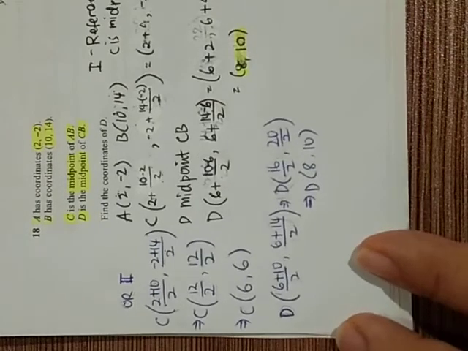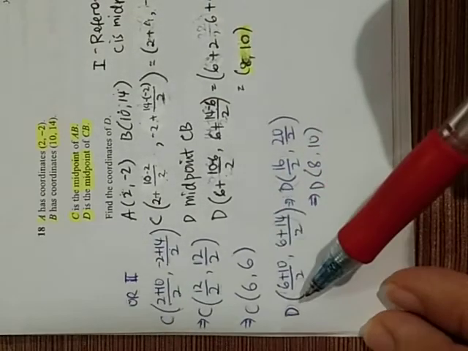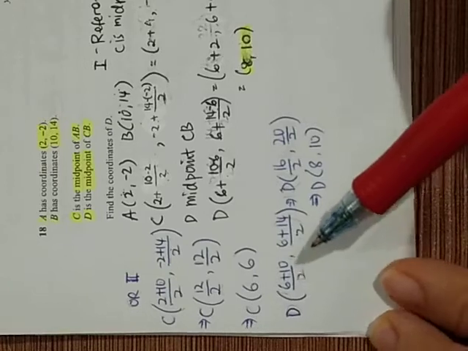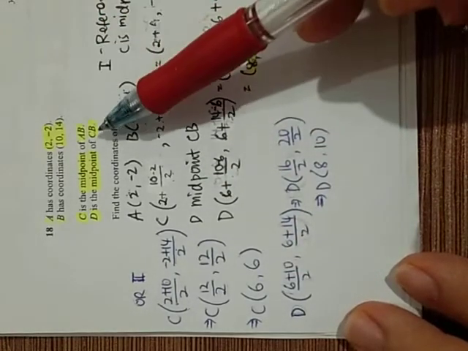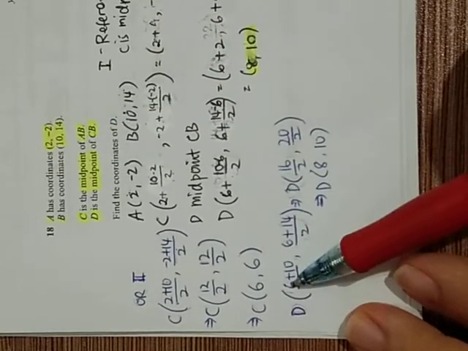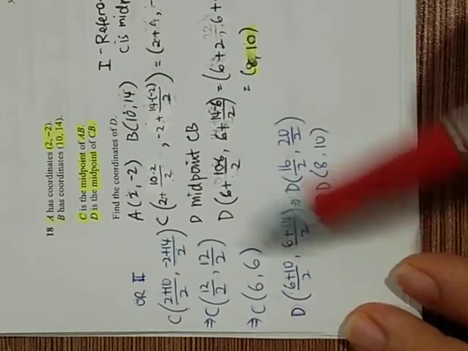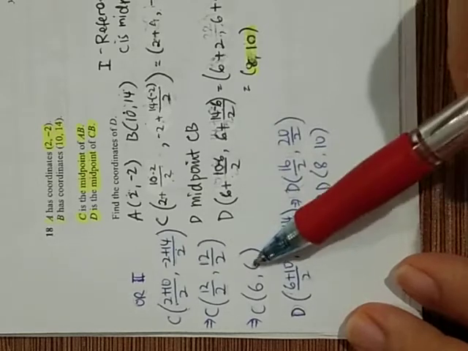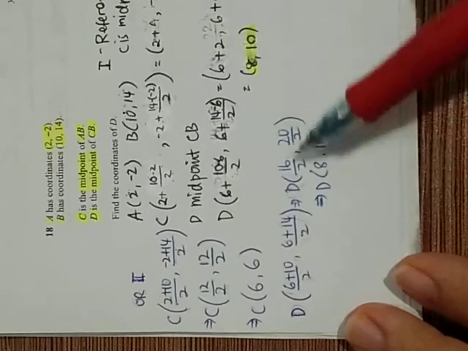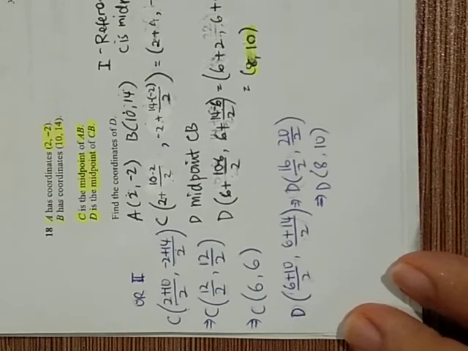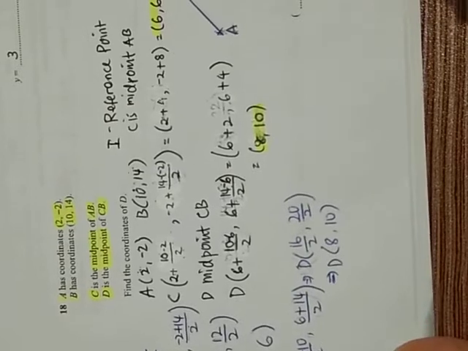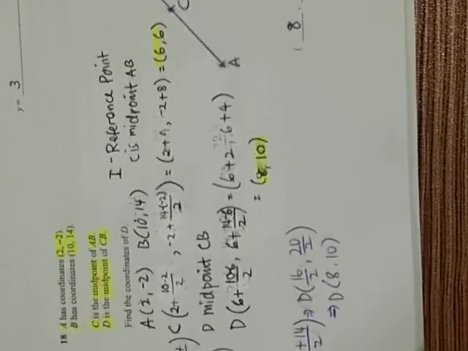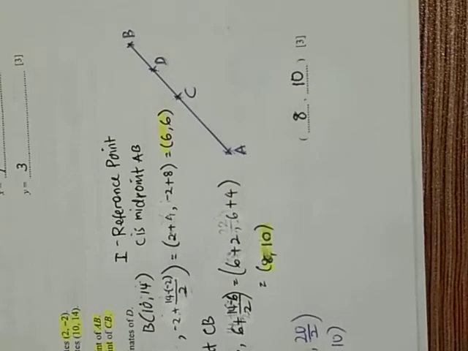For D, we do the same thing again, because it's involving C and B. So 6 plus 10 from B, then divide by 2, and then 6 plus 14, divide by 2. So you get 16 over 2 and 20 over 2, so 8 and 10. That gives us 3 marks here. Whichever way you choose, just make sure that you do it carefully.